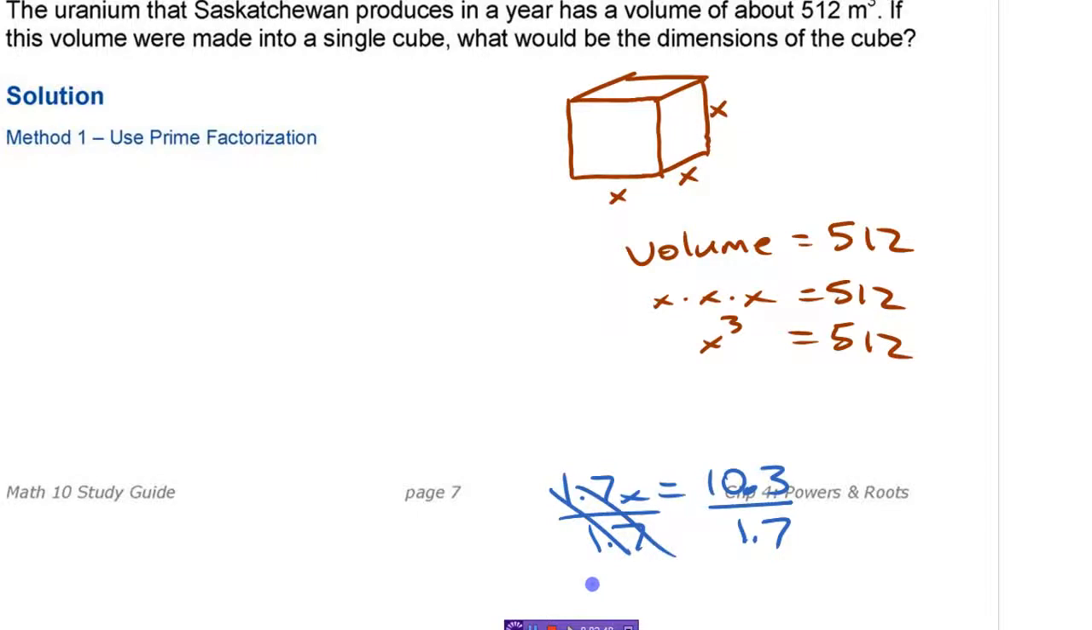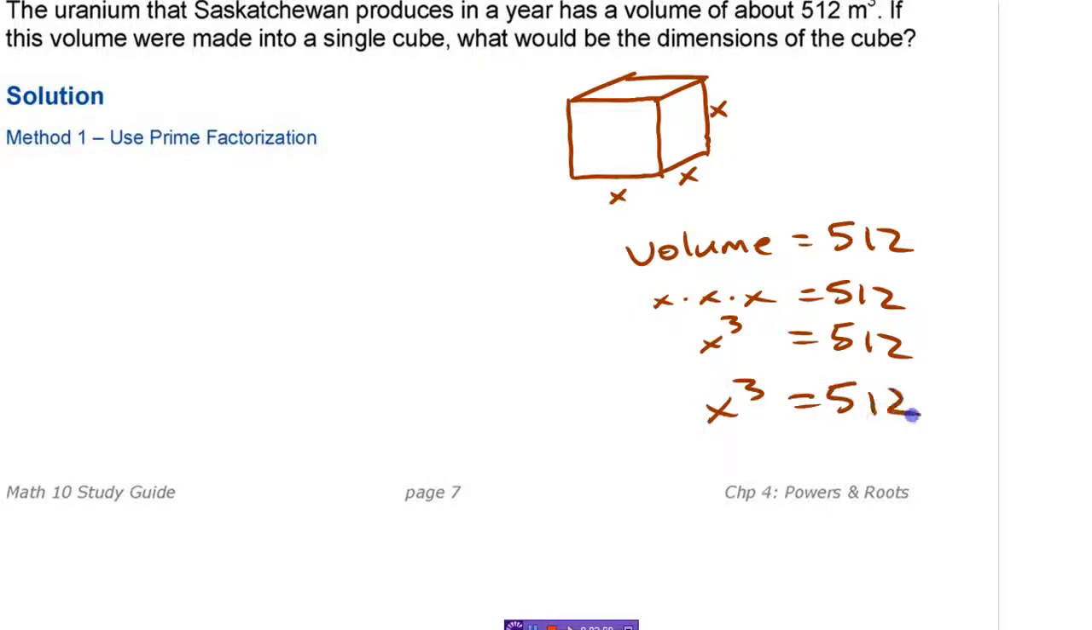We are going to do the inverse of cubing something. The inverse of cubing something is doing the cube root. If you actually want to write it this way, you can. If you're good at solving equations and doing the same thing to both sides, you want to watch this carefully. If I have X cubed as 512, what happens if I take the cube root of both sides? What happens on this side if I take the cube root of X cubed?